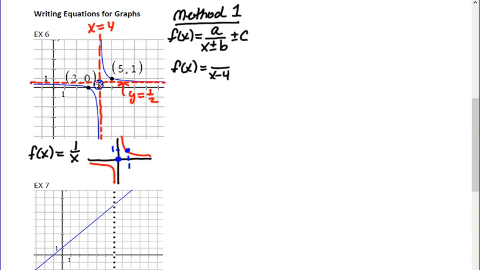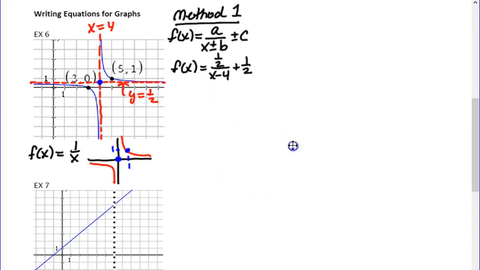If I'm shifting up 1/2, so I've gone over to the right 4 and up 1/2, that means I had to add 1/2 to the whole function. And this top number is my vertical stretch. Instead of going over 1 and up 1, I went over 1 and up 1/2. So this number has to be 1/2. Now, if that doesn't make total sense to you about the stretch, there's another way I can do this too.